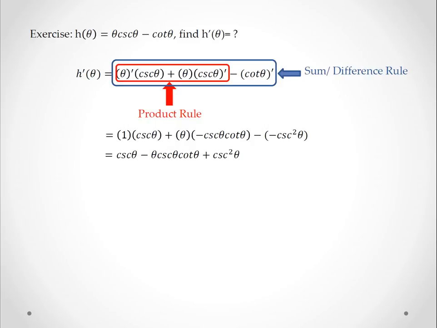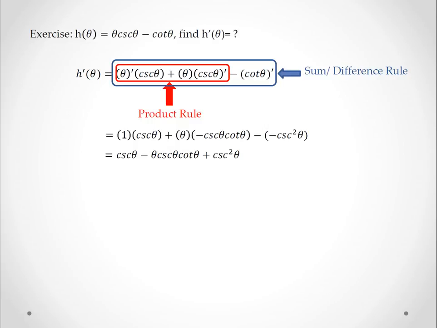Okay, let's go over this exercise. h of theta is equal to theta times cosecant theta minus cotangent theta. So what's the derivative of h theta? Here, h theta is represented as a sum and difference, so we can use the sum and difference rule to deal with h prime of theta.